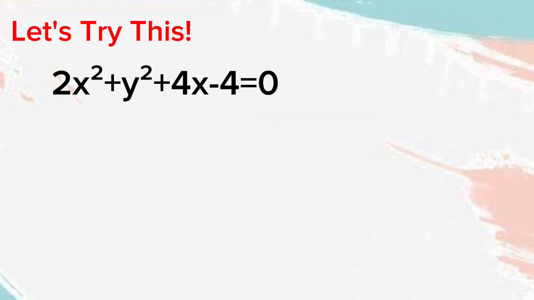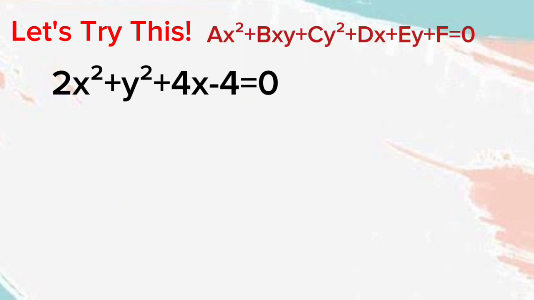Now let's try this example. We have 2x squared plus y squared plus 4x minus 4 is equal to 0. Since our example is already in general form, we need to find the values of a, b, and c. Our a is equal to 2, from the 2x squared, and our b is 0 because we don't have a bxy term, so the input there is 0. And for our c, we have 1 since our y squared has a coefficient of 1.